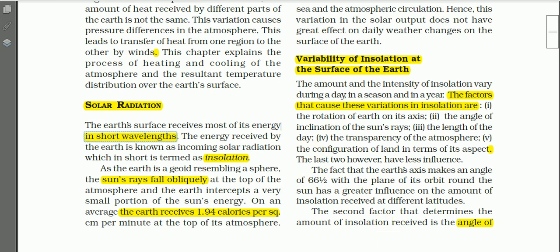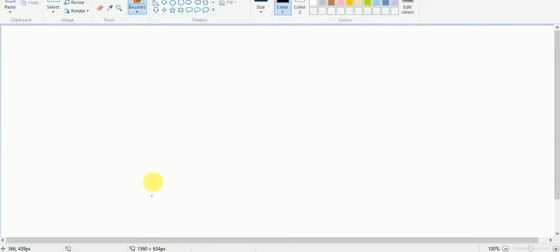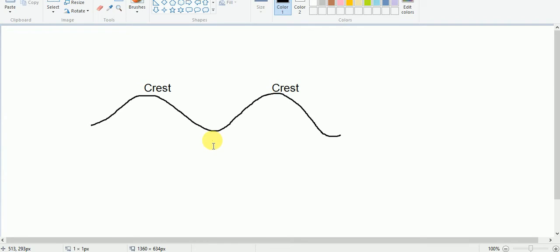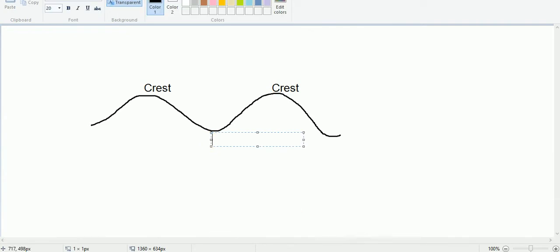Do you remember what wavelength is? See, this is the wave, and the Sun emits energy in the form of waves. Different waves, mainly in the form of short waves. And here the highest point is known as crest, and this is also known as crest, and this is known as trough.